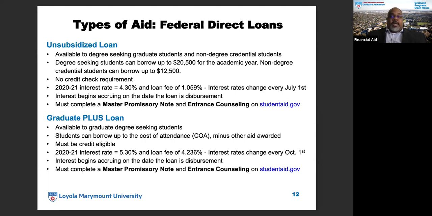It does require a credit check, so you will be assessed to see whether or not you're eligible. The interest rate for this current year is 5.3%. The loan fee rate is a little over 4%, and those rates change every year on October 1st. That information will be disclosed to you in advance. Interest does begin accruing on those loans at the date that the loan is disbursed. So similar to the unsubsidized loan, as soon as that loan is placed on your student account, interest is starting to accrue on that loan. And similar to the unsubsidized loan, you have to complete a master promissory note and entrance counseling at studentaid.gov.